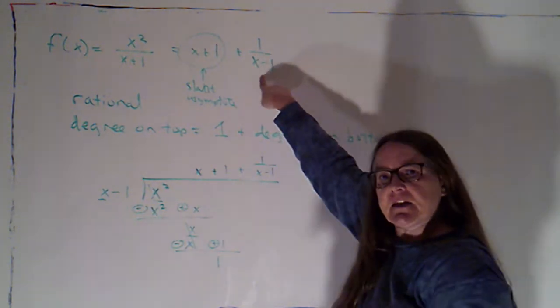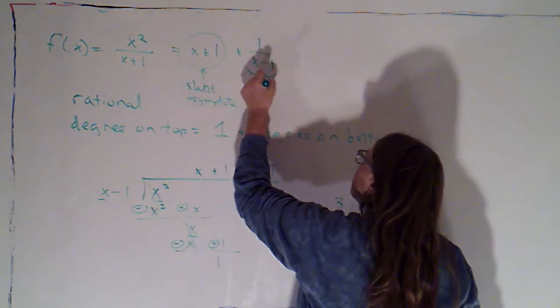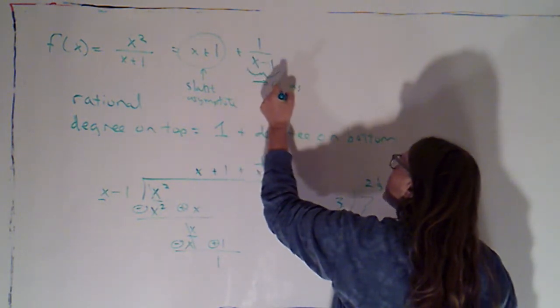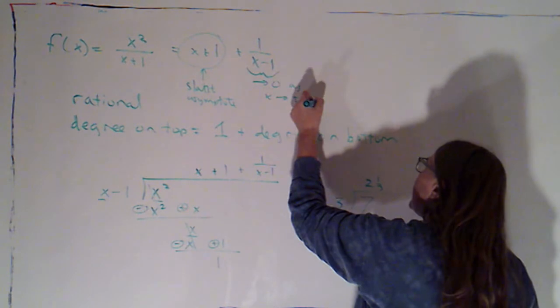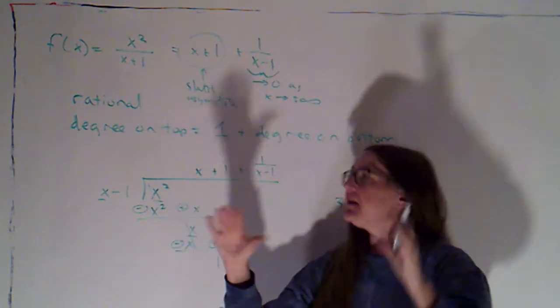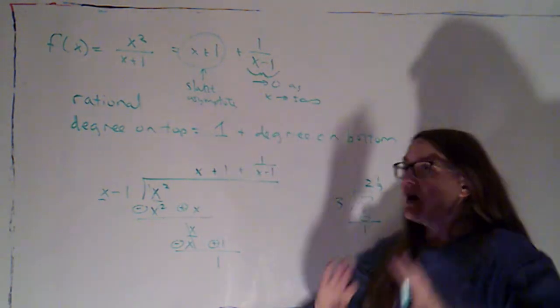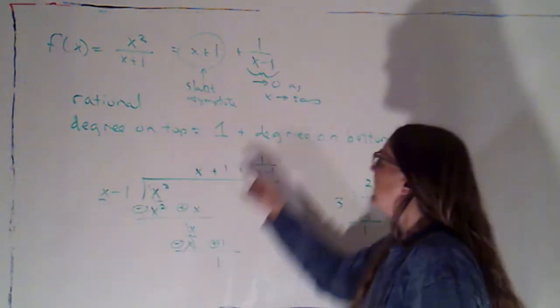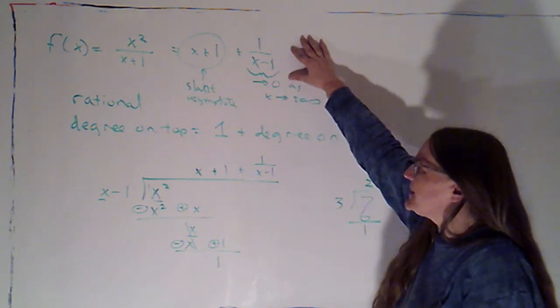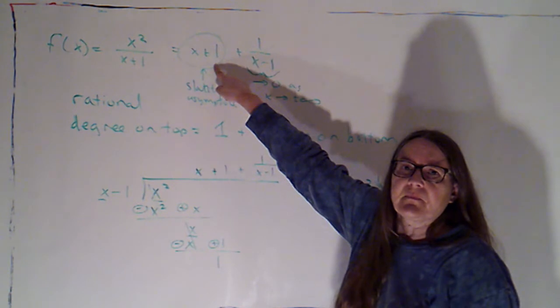But if I look at this term, it is going to go to 0 as x goes to either plus or minus infinity. So in the middle of my graph, this term might significantly affect the behavior of the graph. But on the outskirts, this part is really, really small. So we're really, really close to this line.